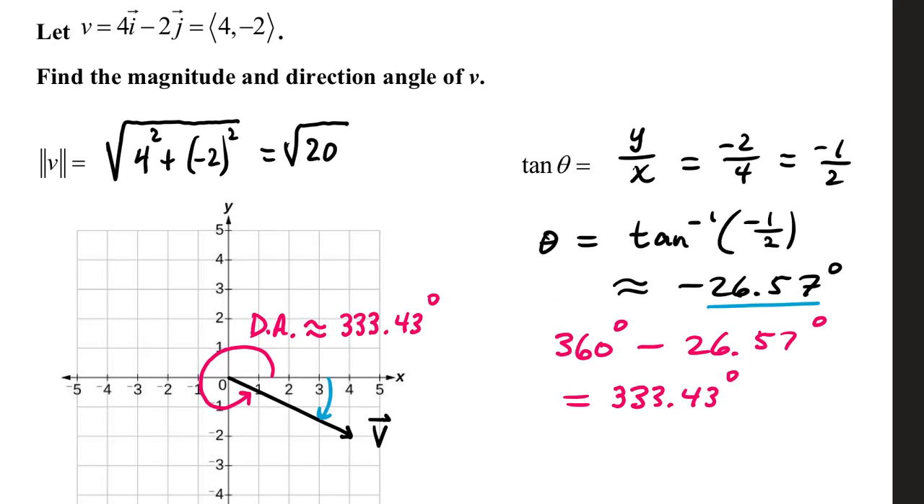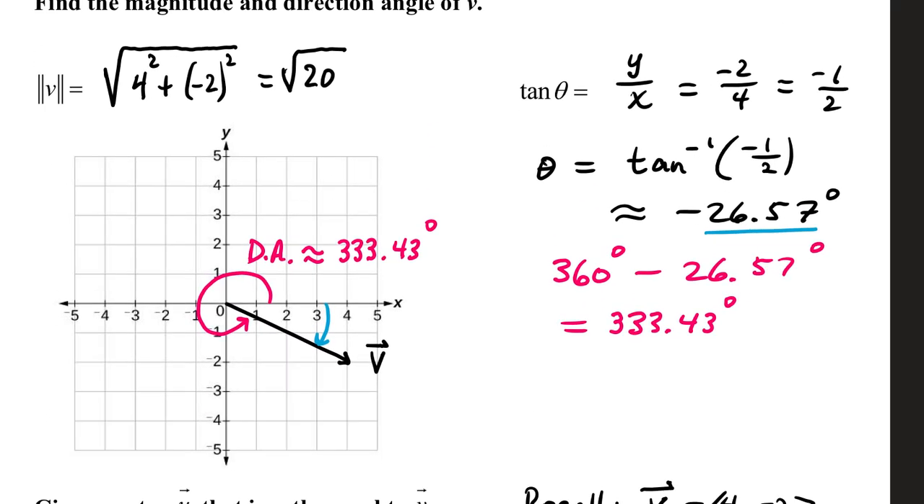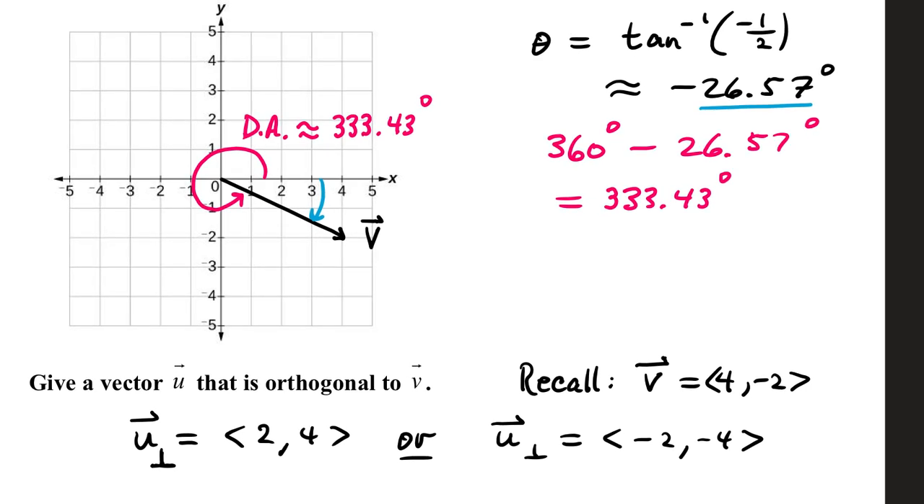Let's look at this vector one more time, 4, -2. I'm going to leave the graph of it showing. I want to try to give two vectors that are orthogonal to this one. Now remember, they need to have a dot product of 0 in order to be orthogonal. Recall vector v in component form is 4, -2.